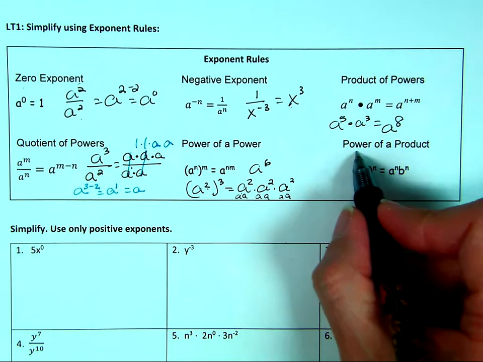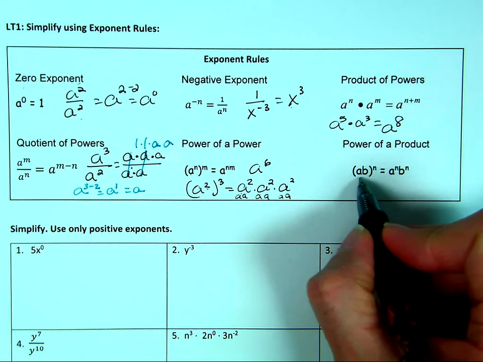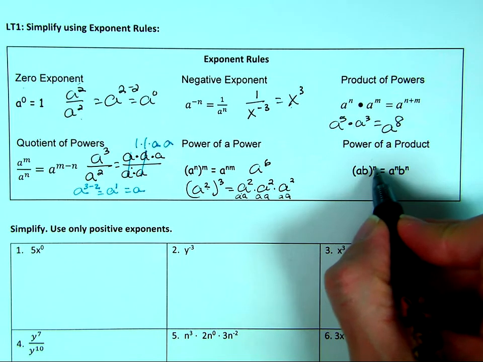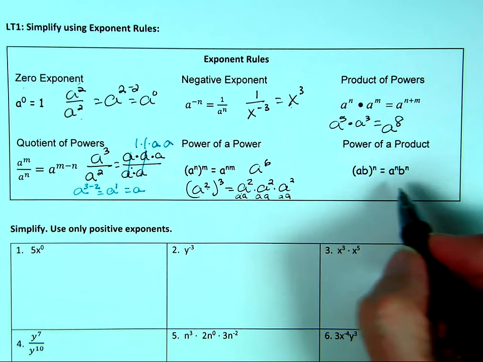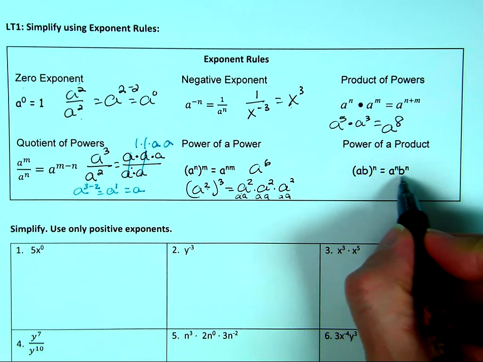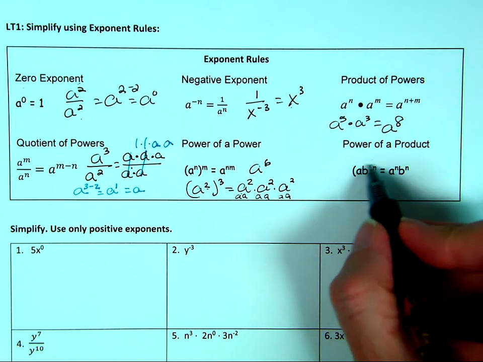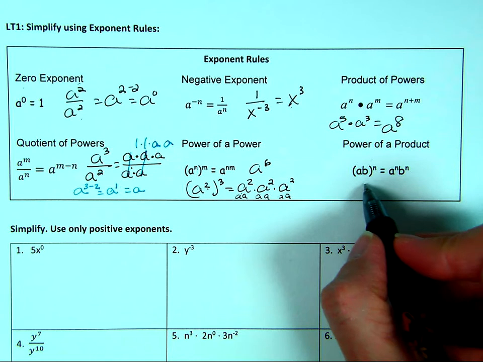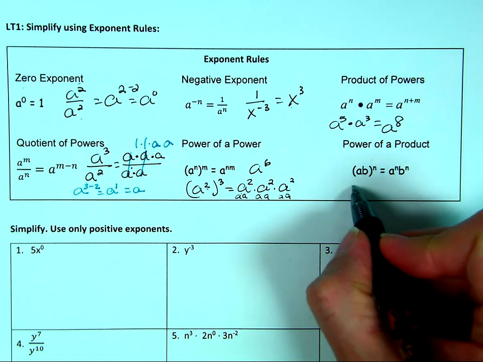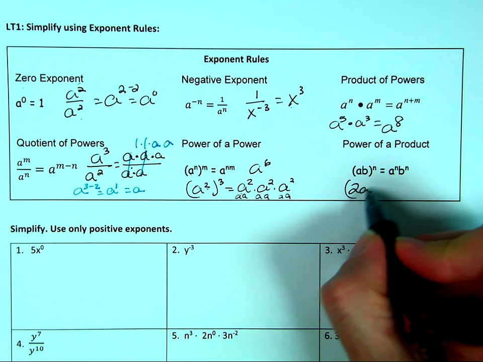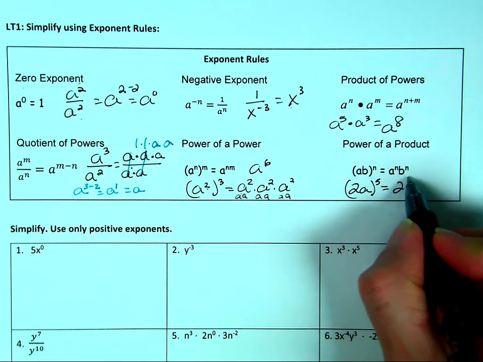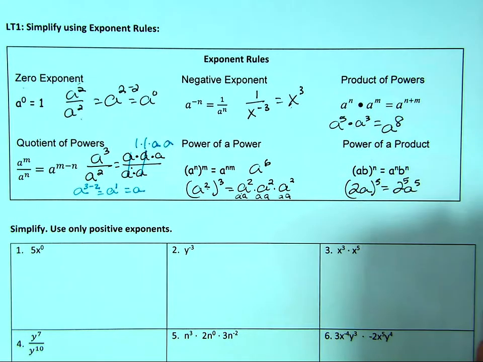And this is a power of a product, so we're multiplying and then raising it to some power. And when that happens, we can split it up. Either one of these works. Sometimes this one's more convenient because of what you're doing. Sometimes you like it like this. It just depends on what you're doing, but just know that those are interchangeable. So if I had 2a to the 5th, that's the same as 2 to the 5th, a to the 5th.